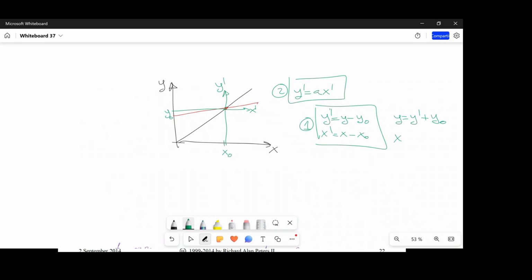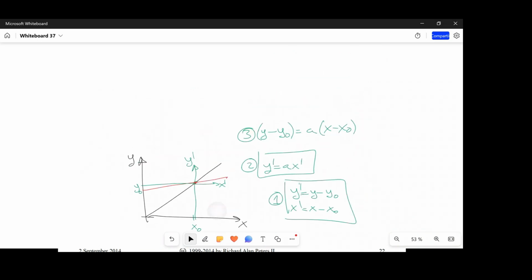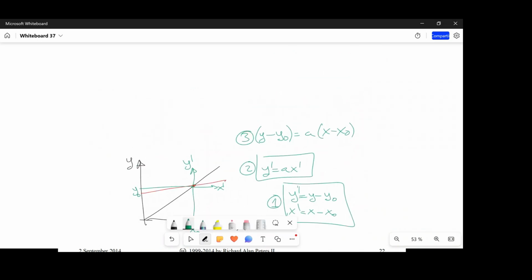Now I have to undo the transformation. We can rearrange this way.